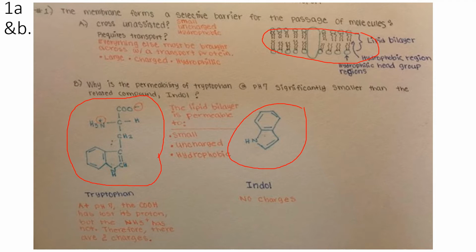So here you can see tryptophan at pH 7. The carboxylic acid has lost its proton, so there's a negative charge. And at pH 7, the amino group has not, so it has a positive charge. Whereas here at indole, there's no charges. So this should be enough information to help you answer these questions.